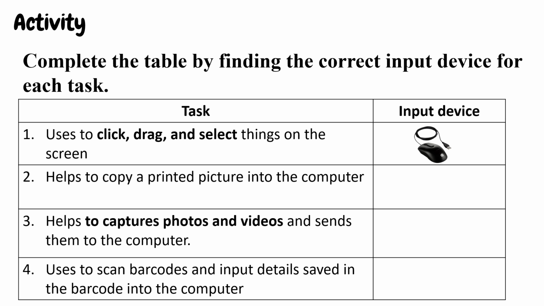Second one, helps to copy a printed picture into the computer. What is that? Yes, it is scanner. Third one, helps to capture photos and videos and sends them to the computer. It is webcam. Used to scan barcodes and input details saved in the barcode into the computer. Then it should be barcode scanner. Very good.